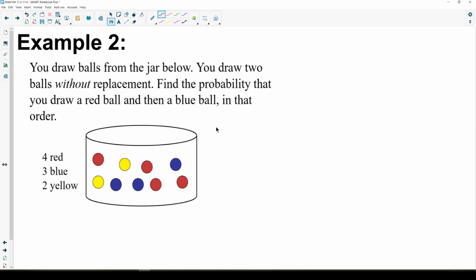So I'm going to go ahead and draw balls from the jar below. You draw 2 balls without replacement. Find the probability that you draw a red ball and then a blue ball in that order. Well, since I'm not replacing them, that means the number of balls that's going to be in my jar between pulls is going to change. Therefore, they are not independent. They are dependent. So I'm going to use my baseline formula.